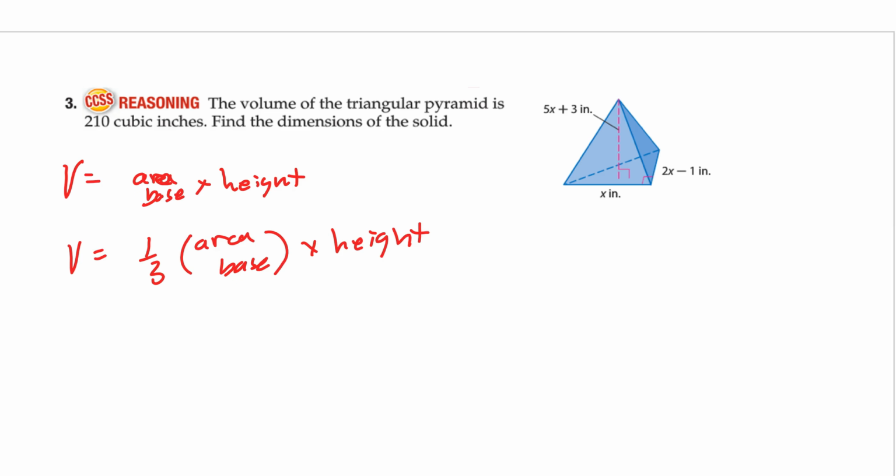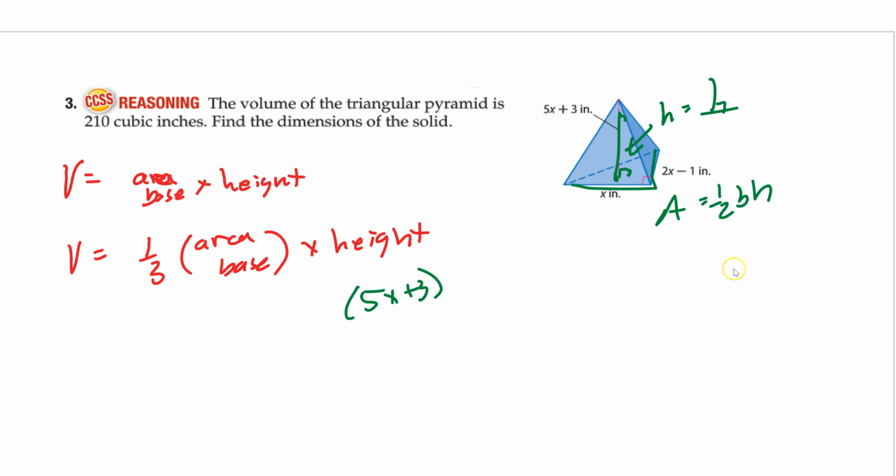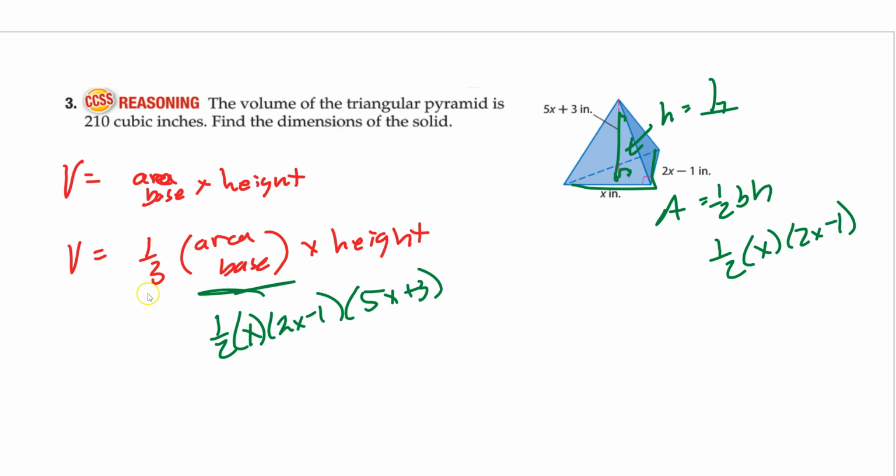Now, let's look at this problem. The height's always the thing with the right angle. So that is the height, and my height's going to be 5x plus 3. My base here is the right angle too. The area of a triangle is 1/2 base times height, so that's 1/2 times x times 2x minus 1. So that's my area of the base. And then there's a 1/3 on the outside. And that all equals the volume, which they told me was 210.